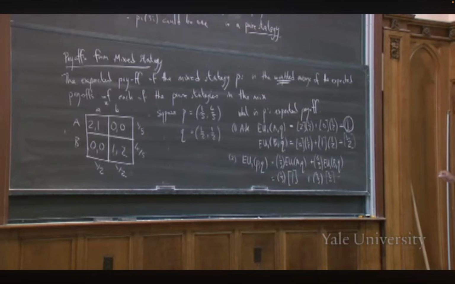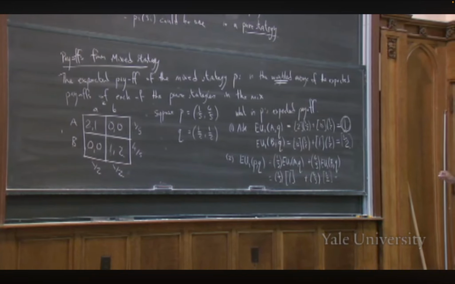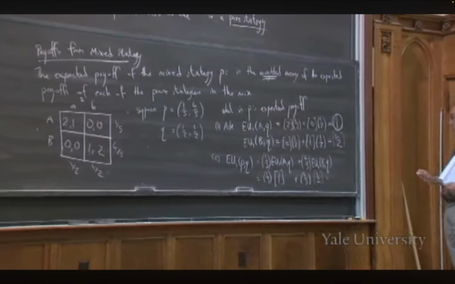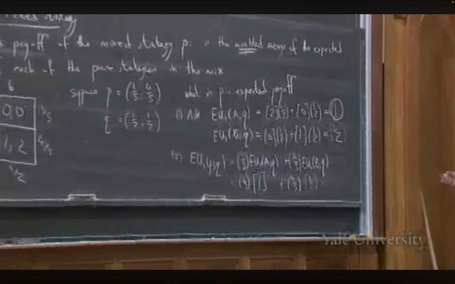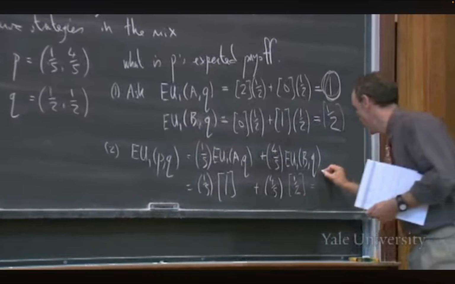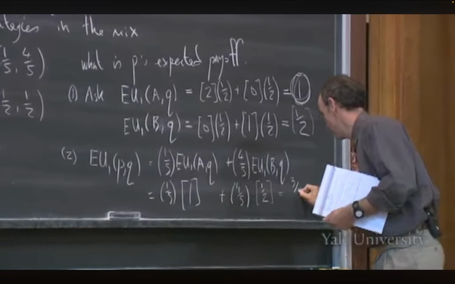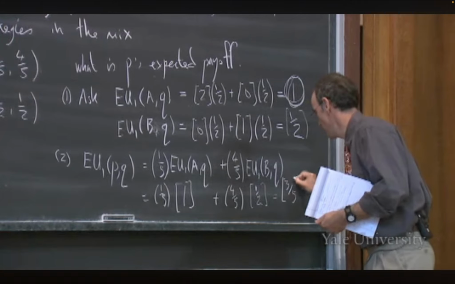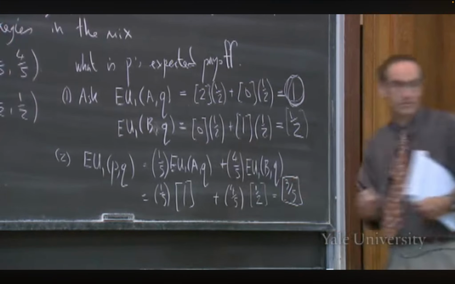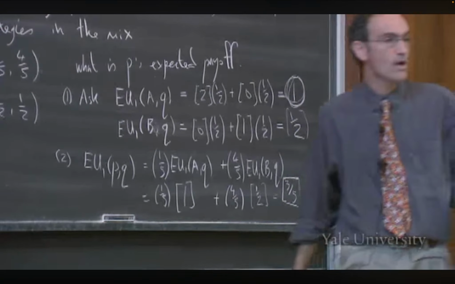It's going to be 1/5 of 1 plus 4/5 of 1/2. 4/5 of 1/2 is 2/5, so I've got a total of 3/5. All right, so the total here is 3/5. All right, everyone understand how I did that?